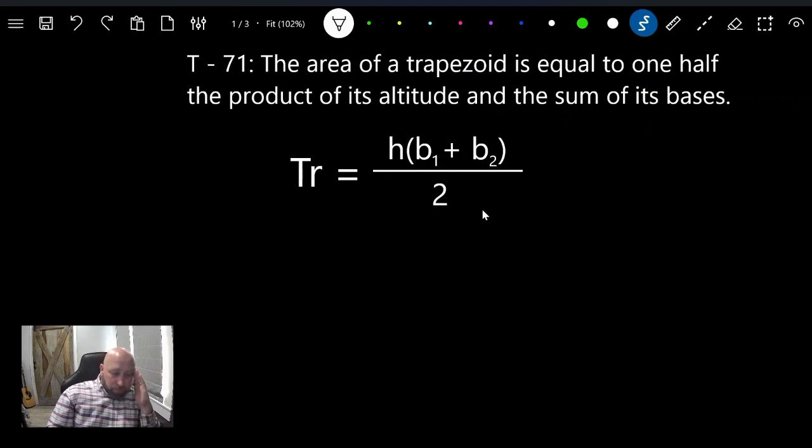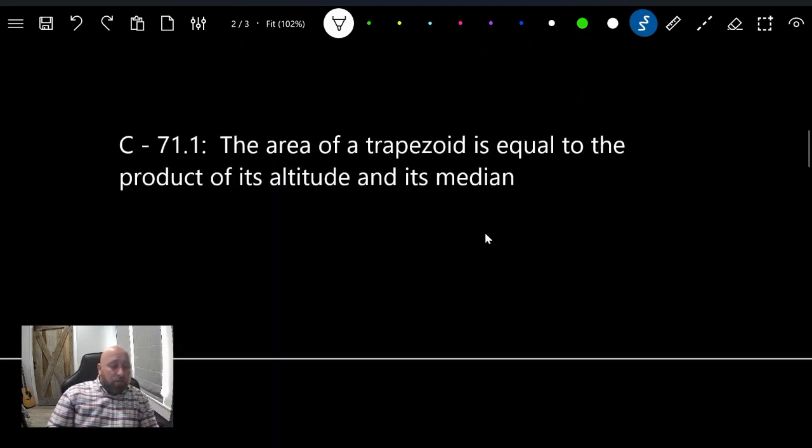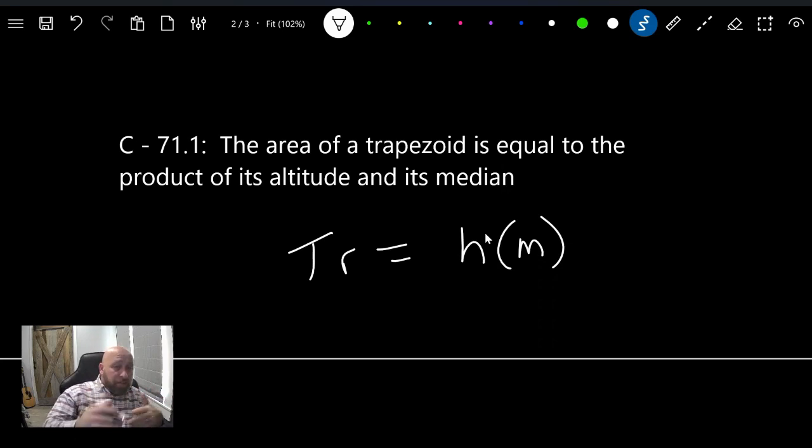So make sure you remember the height times base 1 plus base 2, divided by 2, will give you the area of the trapezoid. Also, the area of the trapezoid can be done through the product of its altitude and its median. So you could actually do TR equals the height, or its altitude, times the median, if you have the median or if you can find the median.